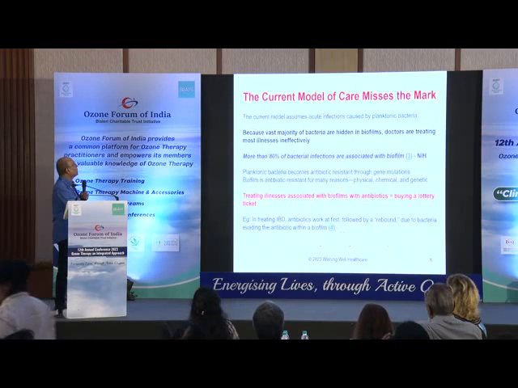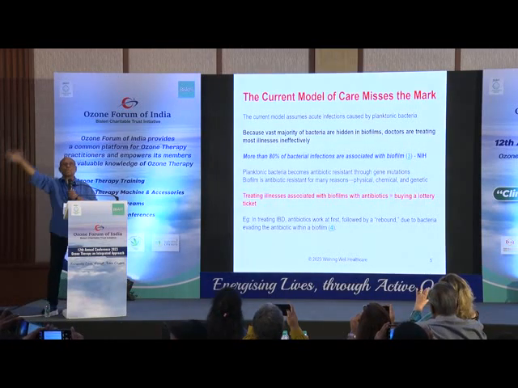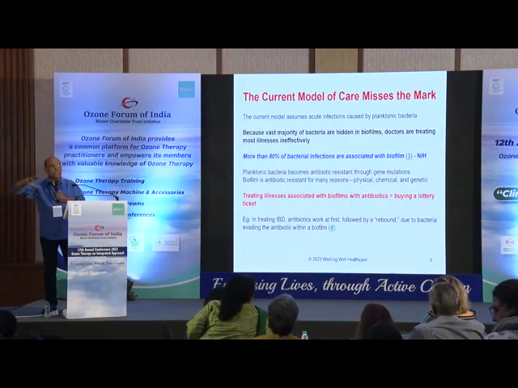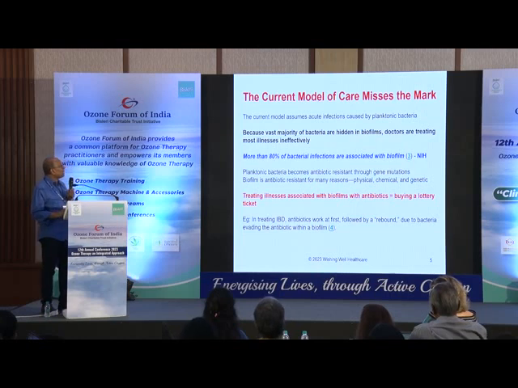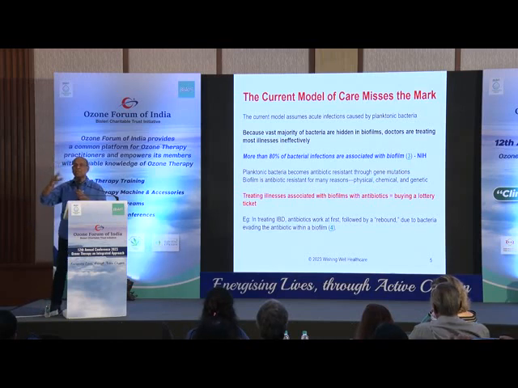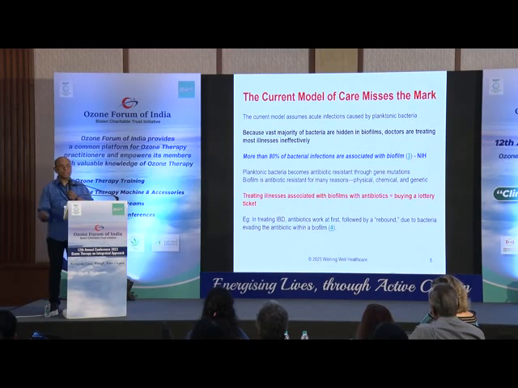See, the current model assumes that these pathogens are floating around by themselves in the body. It does not recognize that they live in communities. Okay, more than 80% of the bacteria are hidden in biofilm communities. So, treating illnesses associated with biofilms with antibiotics or antimicrobials and stuff like that is like buying a lottery ticket. You can get some response, but usually it is not optimal and usually it recurs.